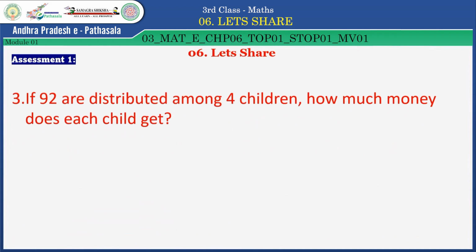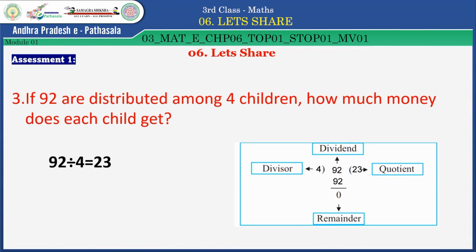If 92 rupees are distributed among 4 children, how much money does each child get? Answer is 92 divided by 4. Here clearly we know that 4 is the divisor and 92 is the dividend. If 92 is divided by 4, we get the quotient 23 and the remainder is 0. That is, 92 divided by 4 is equal to 23. That means each child gets 23 rupees.